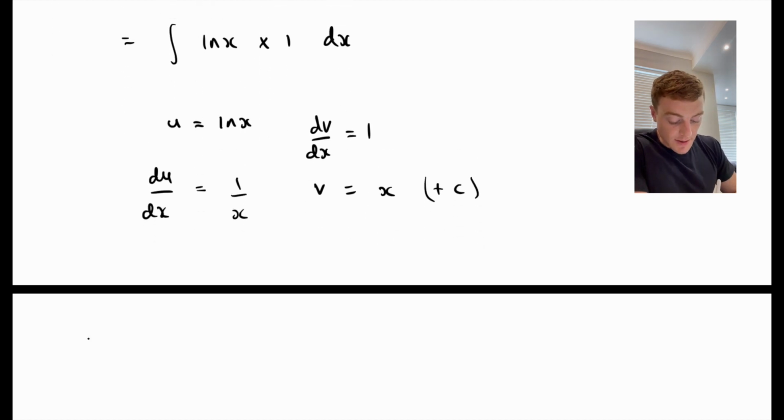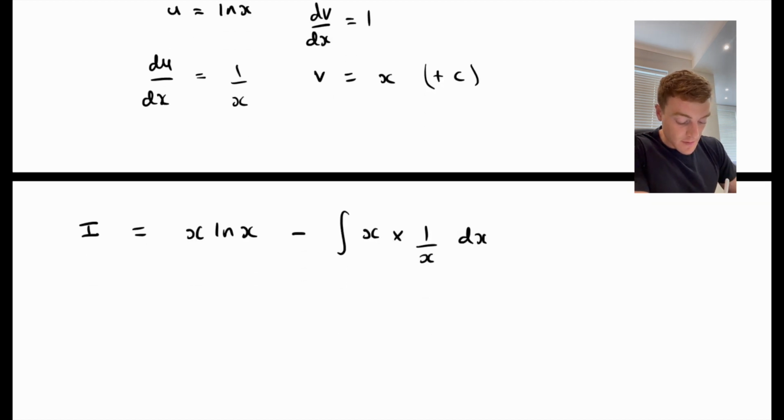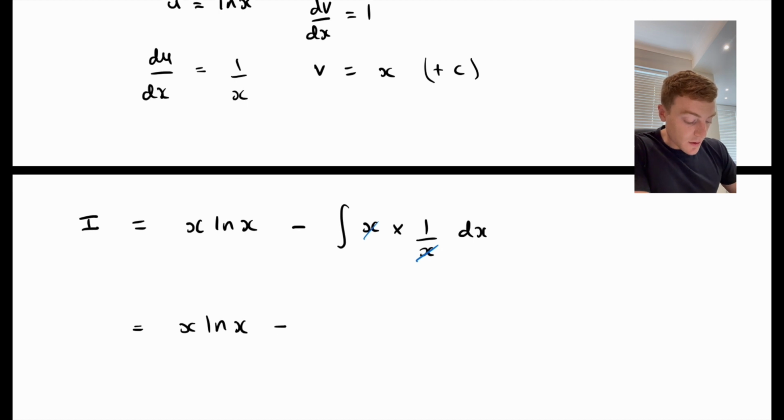Now substituting this into my integration by parts formula, I get my integral is equal to u times v, so x ln x, minus the integral of v, so x, times du by dx. That's x ln x minus, well, these x's will cancel. So we've just got the integral of 1 with respect to x.